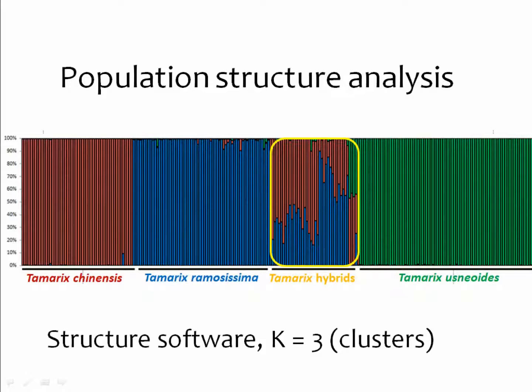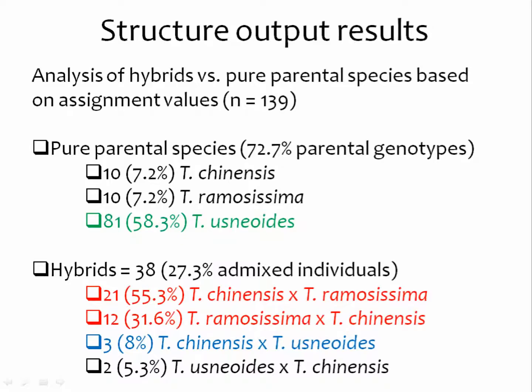Every individual that had less than 90% of the genetic makeup belonging to any of these 3 clusters was classified as a hybrid. Based on the structure analysis, we went on to quantify the species composition in South Africa. As we can see here, we've got more than 70% of the parental genotypes in the data set that I was looking at, and all the rest were hybrids.